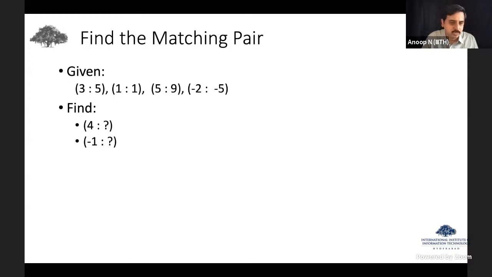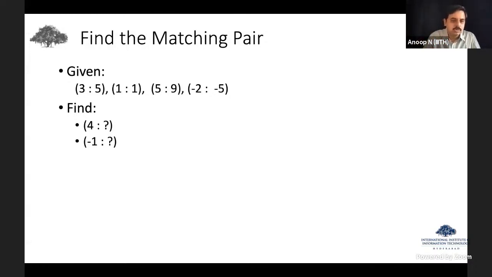How do we go about solving this problem? Okay, it's very similar to the previous one. It's not a sequence that is given, it's a set of pairs. The order doesn't matter. Okay, 3:5 is one pair, 1:1 is second pair, 5:9 is another pair, and so on and so forth.